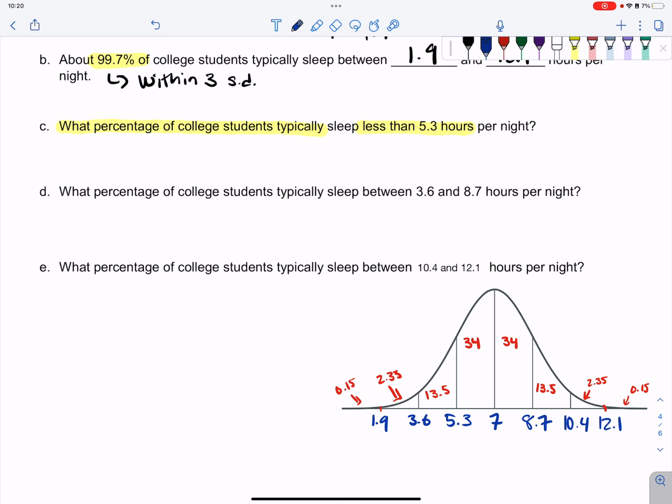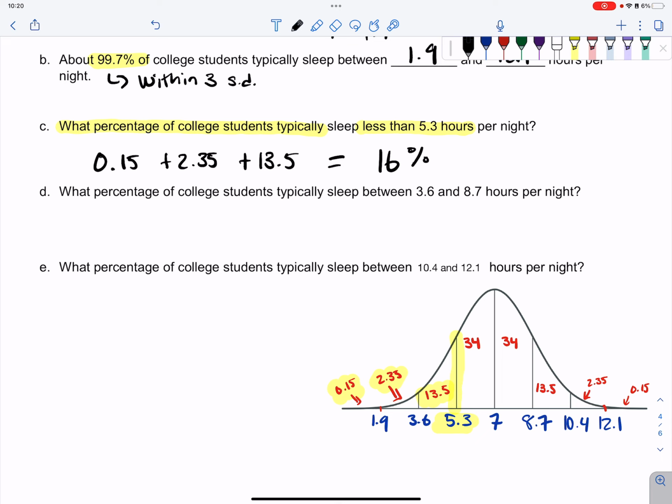We have what percent of college students sleep less than 5.3 hours per night? So we have 5.3, and now we can take all of our percentages that are on the left of that, because that's going to be our percentage that sleep less than 5.3 hours. So we have 0.15 plus 2.35 plus 13.5. And if we add all those together, we get 16. So we can say 16% of college students sleep less than 5.3 hours each night.